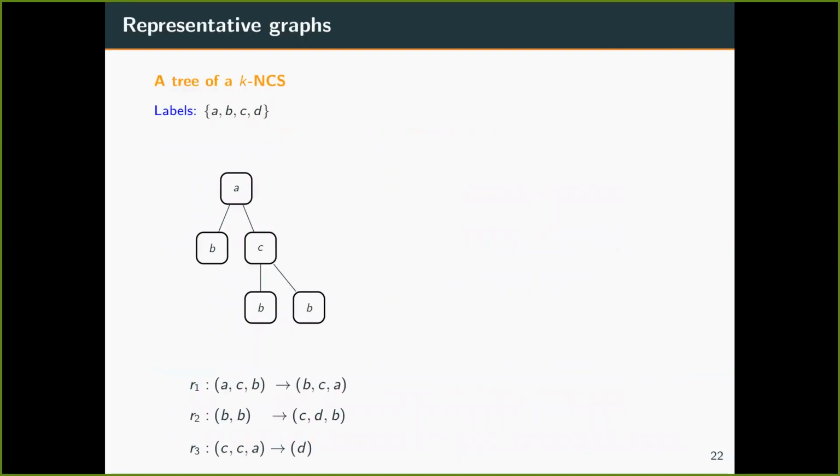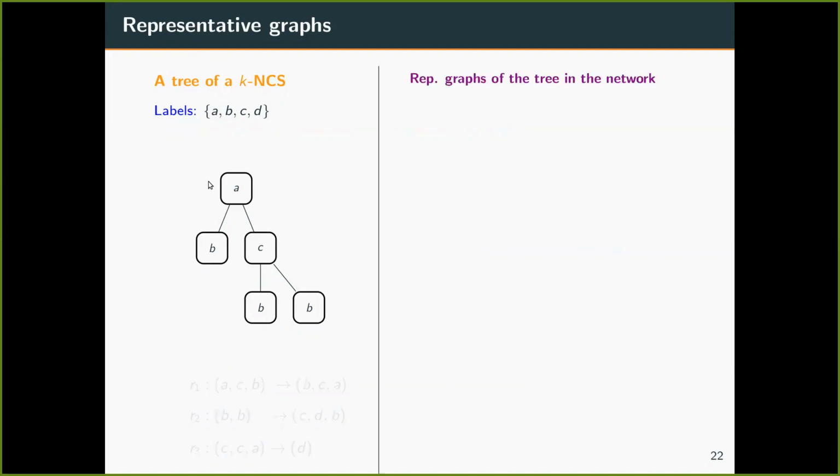Okay, so as mentioned, our reduction consists of two parts, and in the first part, what we have to describe is for each tree of the given NCS, what a set of representative graphs are in the broadcast network that we consider. Okay, so let us take a running example of our k-NCS that we have used before, and I'll now try to describe for this tree the set of representative graphs in the network that we construct.